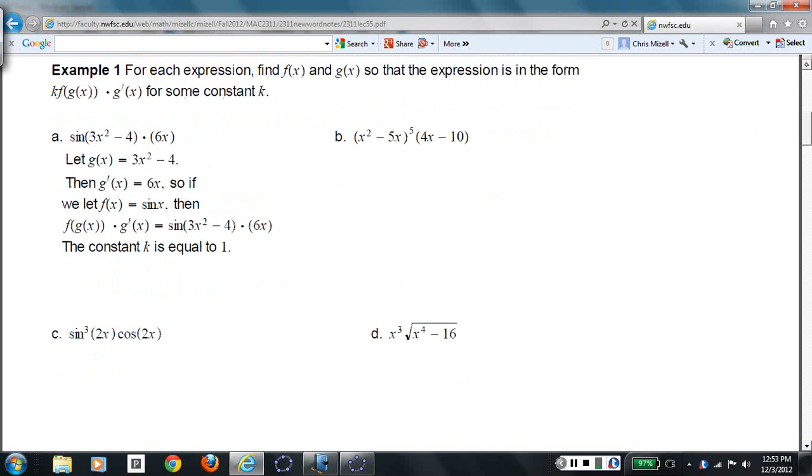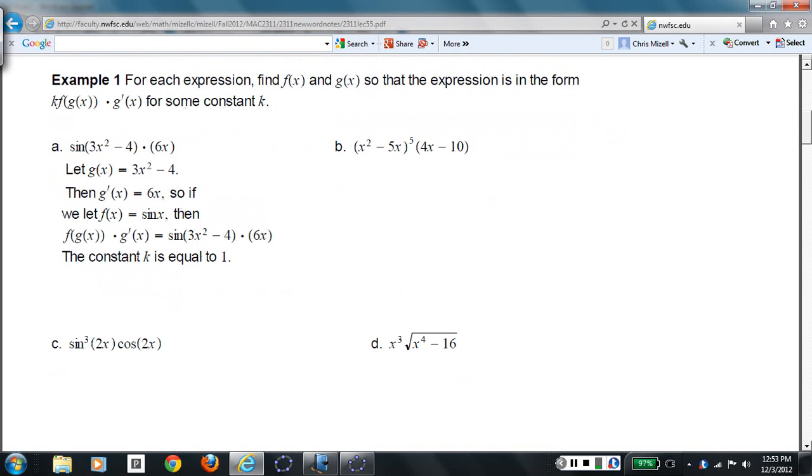So I have some expressions just to get us warmed up to this notion of writing an expression where part of it is the composition of one function with the other. Sine function composed with 3x squared minus 4. So we've got the sine function as the outside function, and we're taking the sine of the polynomial 3x squared minus 4. So 3x squared minus 4 is the inside function. And we're wondering, what's the derivative of 3x squared minus 4? It's 6x.